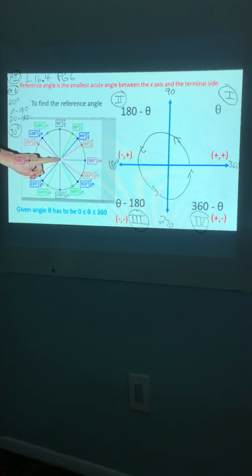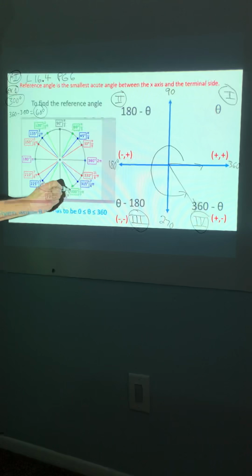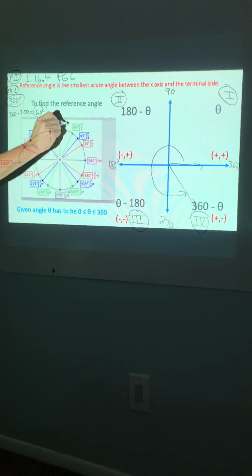Let's see if I'm right. Where's 300? 300 is right here, in green. 300 refers back to 60. Wow, this is literally the coolest thing we've ever done, honestly. All right, let me erase all this.